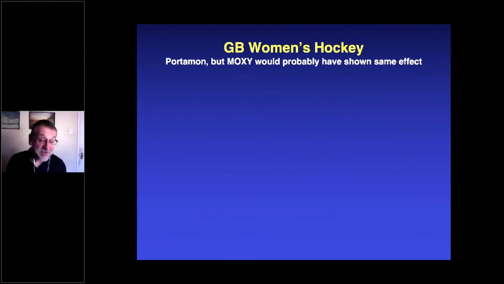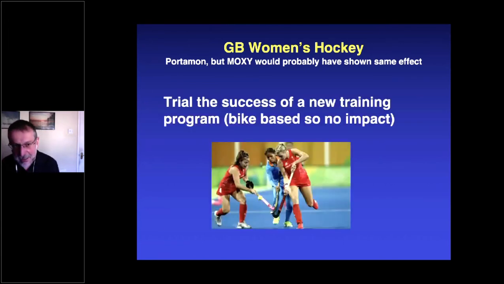Some work I did with GB women's hockey, which I'm going to describe now, sort of illustrates the approach we've been taking with elite athletes. If you use the Portamon, but I would think the Moxie would show the same effect. We're mostly talking about saturation number changes. I imagine it'd be the same because they correlate, as I said.